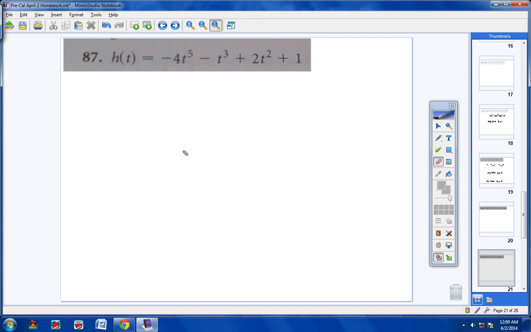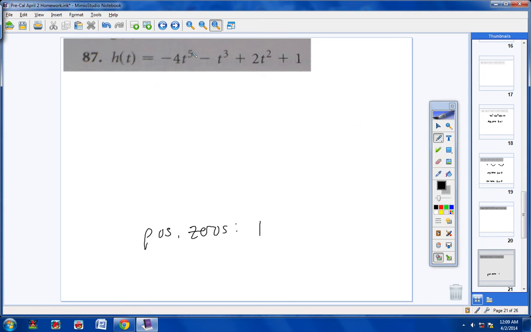Okay, let's look at the original problem. We go positive, positive. Here's 1, negative to positive. So I know my positive zeros will be 1. I know I'll have 1. Now let's put negative t's in.